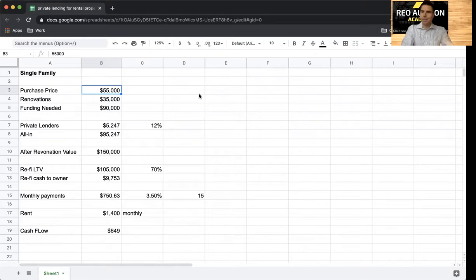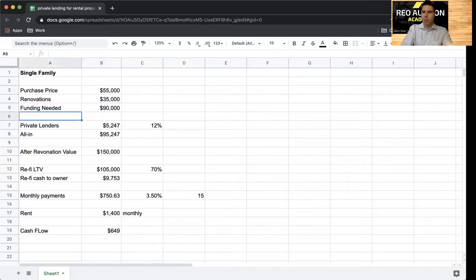So this is just a basic single family example, but you could apply this to rental multifamily units, apartment buildings, etc. But let's keep things simple for this video. Let's do a single family. If you purchased a property for 55K, it needs 35 in renovations, you're all in for 90. So you're going to need 90K to fund the deal. If you have a private lender lined up, offer them an attractive 12% rate. And if the project takes 6 months, this is the amount of interest you'd expect to pay that private lender if they lend the full 90K for you.